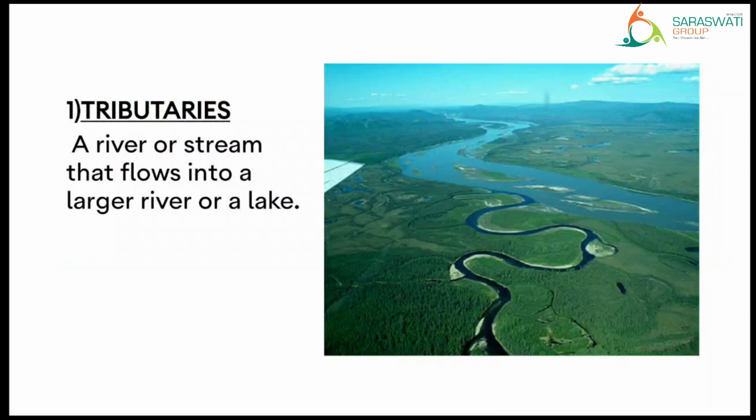Isn't it beautiful? So tributaries are smaller than the rivers. And there is a flowing water in the stream. And this stream then joins into a large river. So this small stream is called a tributary. What is it called? It is called tributary. Okay? So tributary is a river or stream that flows into a large river or a lake.